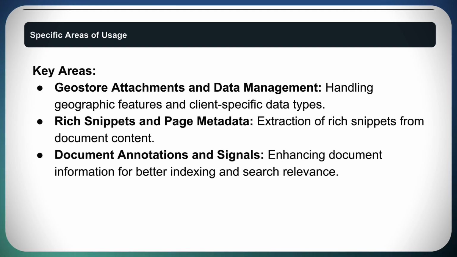Google also uses it for things like rich features as well as page metadata. It can inform Google about the different websites and the information on those sites, but it can also take that information and use it to display rich features. Google uses it for document annotations as well as other signals. This helps for better indexing as well as search relevance. So again, structured data is playing a very big role in them understanding the content, leveraging that content, indexing it so it gets it to the right user at the right time.